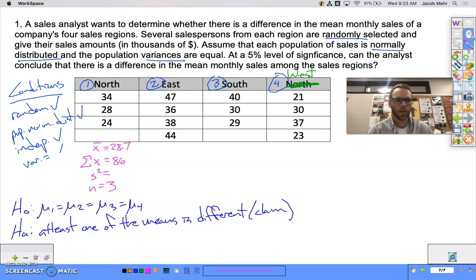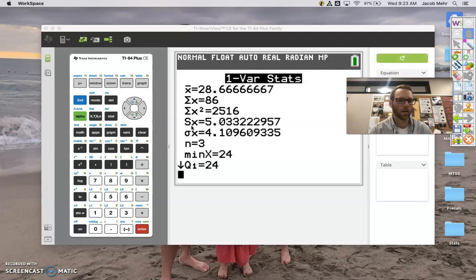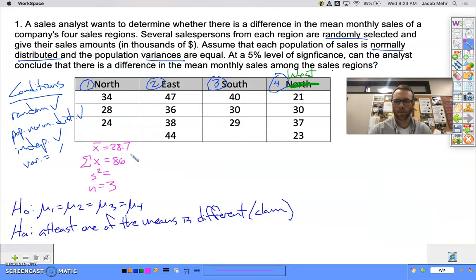Our variance. Now recall with our calculator, it gives us the standard deviation, not the variance. Here's the sample standard deviation. We want the variance, so we need to square that. I'll just grab this calculator to do that quick. 5.0332222957 squared. And I get 25 1/3. We'll write that as 25.3. Now we called this our first list, our first sample, so I'm going to put ones by all those, so I remember that's what those are.